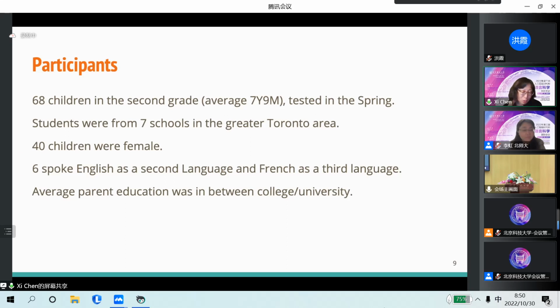So I just wanted to add quickly that typically educated parents tend to send their kids to French immersion programs because they understand the benefits of bilingualism and want their children to become bilingual. So that's why the average level of education in these French programs tends to be higher than that of English programs.